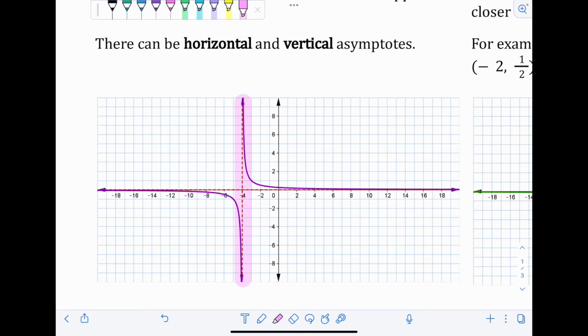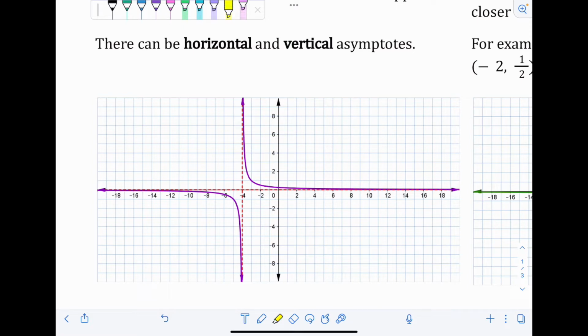I've noticed that in a lot of the workbook pictures, it does start to look like the line crosses over the asymptote or the dotted line. However, just picture it as getting infinitely close, closer and closer and closer, but never actually touching it or crossing it. So they're like imaginary boundary lines of rational functions.